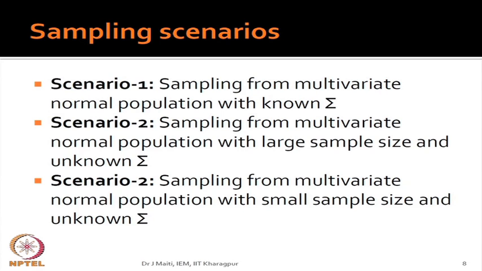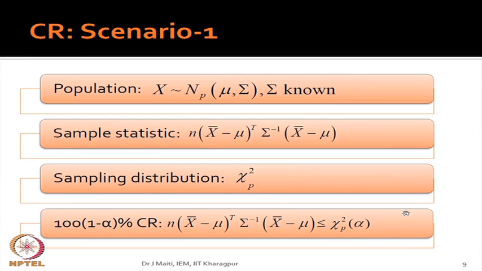Scenario 2 and scenario 3. So, you write down that scenario 3 is sampling from a multivariate normal population with small sample size and unknown sigma. In scenario 1, the sample statistic is n times (x bar minus mu) transpose sigma inverse (x bar minus mu). Because we know sigma, we straightaway use this one. Based on our earlier discussion in all the earlier classes, I do not need to write that the sampling distribution will be chi-square, because you have seen earlier that this square term will follow a chi-square distribution with p degrees of freedom.